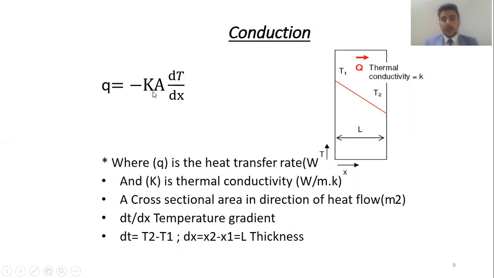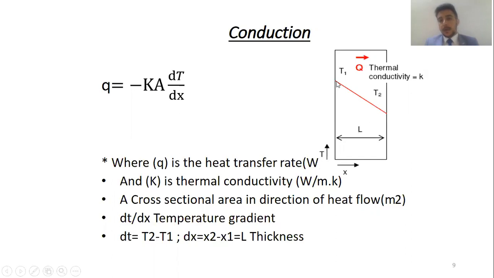K is the thermal conductivity of a material. As you know, each material has a specific thermal conductivity. So in the exam, I'll give you the thermal conductivity of the material. A is the cross-sectional area with its unit square meter. Delta T over delta X is the temperature gradient. It means the change of temperature with distance.